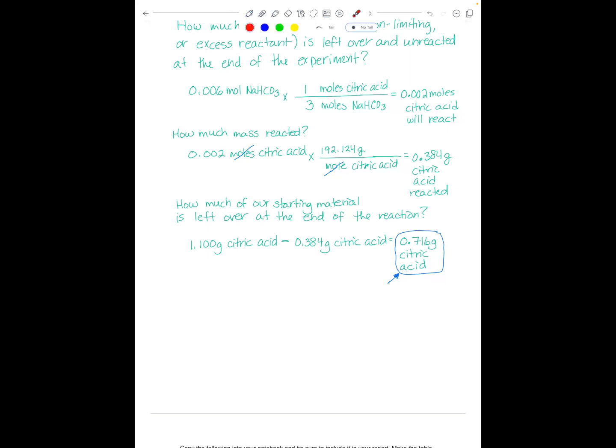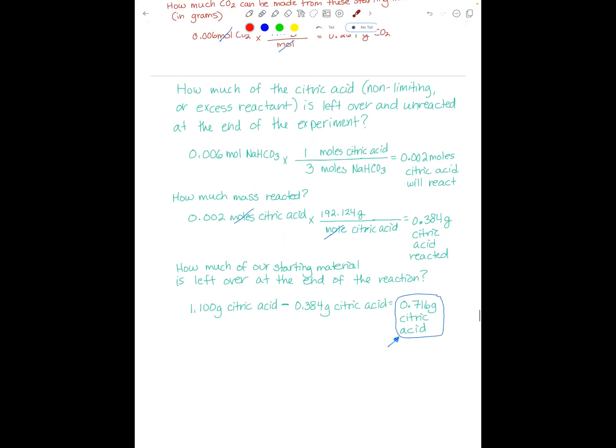And the point of the confirmatory tests is to test that prediction that we have unreacted citric acid. So we could add sodium bicarbonate to a beaker, and again, if there's leftover citric acid in there, a reaction will occur and you'll see bubbles. So that's how to determine how much of the excess reactant is left over. And that's how you do the calculations for limiting reactants.